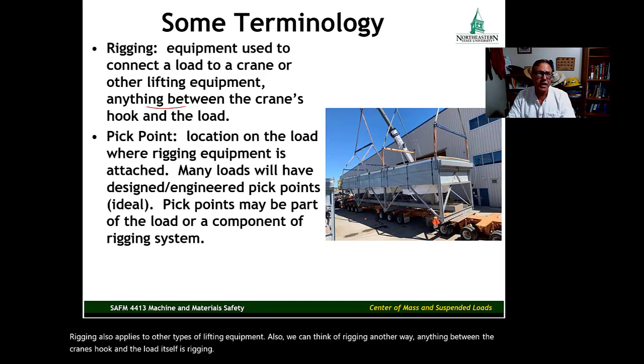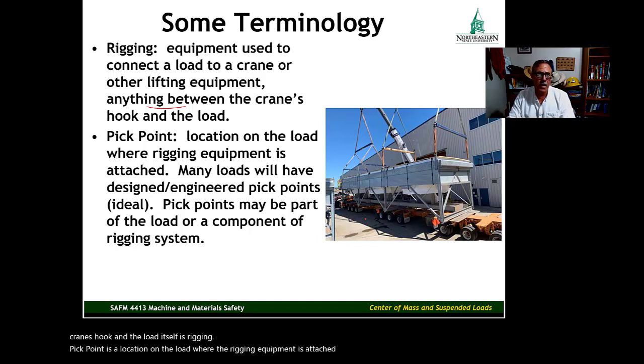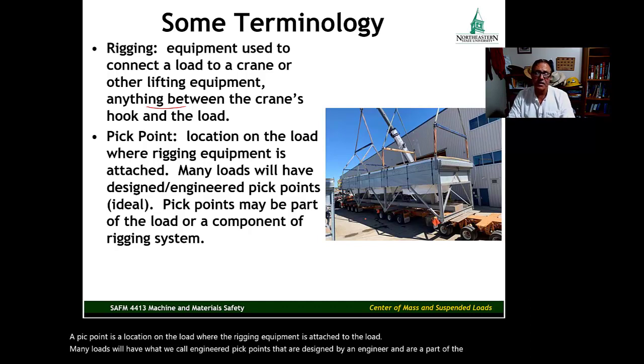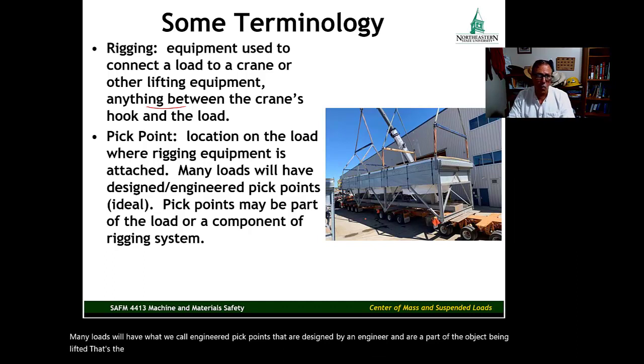Pick point is a location on the load where the rigging equipment is attached to the load. Many loads will have what we call engineered pick points that are designed by an engineer and are a part of the object being lifted. That's the ideal situation. Engineered pick points that are always there. You don't have to make sure you're choosing the right device for the pick point. It's always there. It's designed according to engineer specifications, and that is the ideal situation.